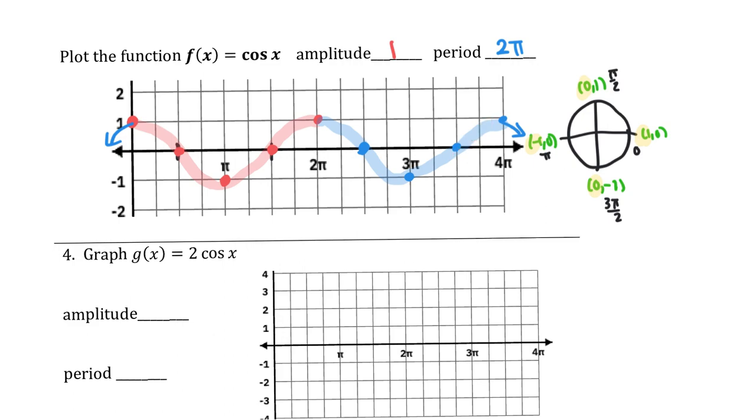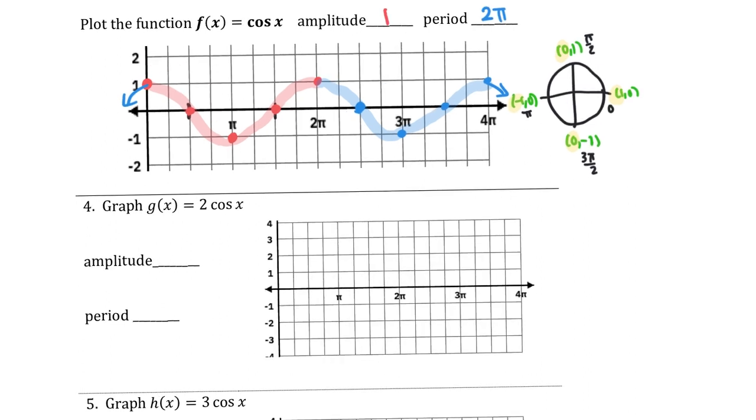Okay, now we're just going to change the amplitude and maybe do a reflection. Okay, so for 4, g of x equals 2 cosine x. The amplitude is 2, because there's a stretch of 2. The period is 2 pi, because we're not going to mess with the period today. Okay, since we're doing cosine, the cosine graph starts at 1, but it's being stretched by 2. So instead of going up to 1, it's going to go up to 2, starting at my amplitude.